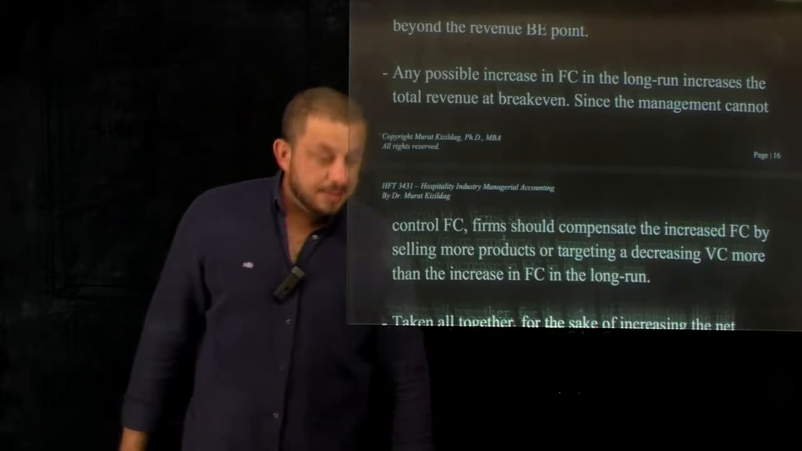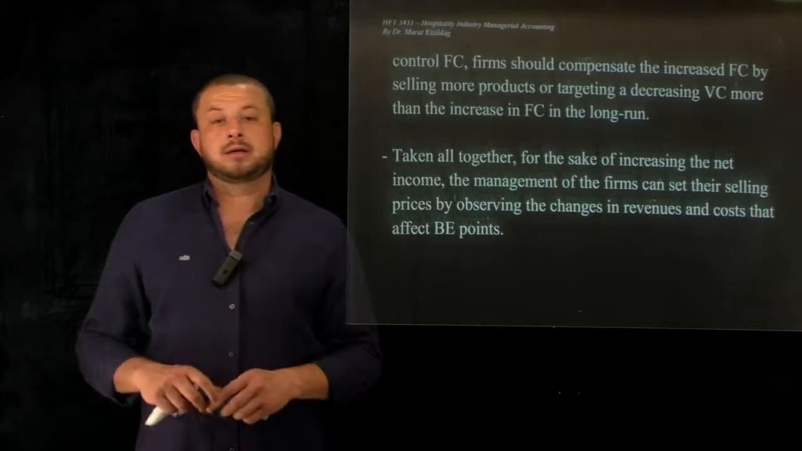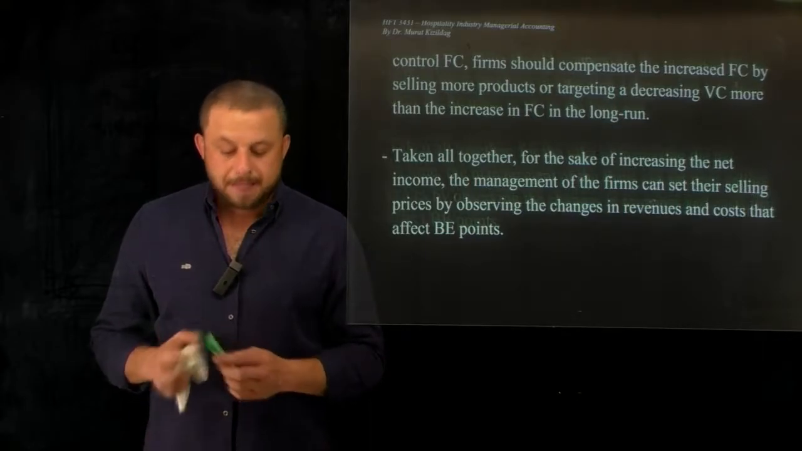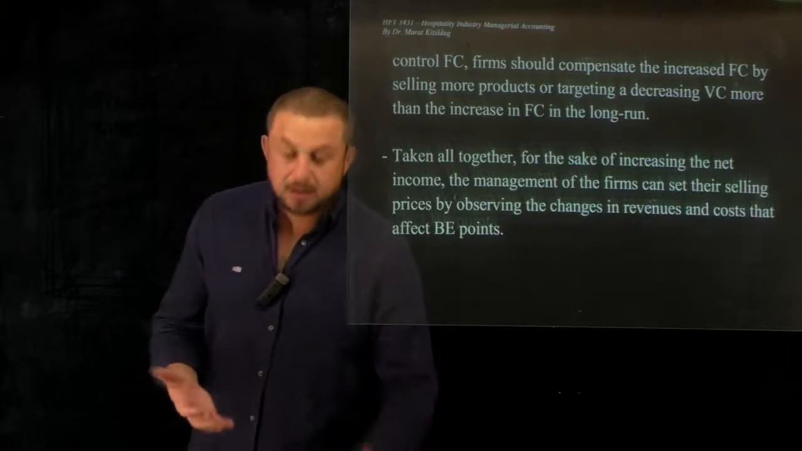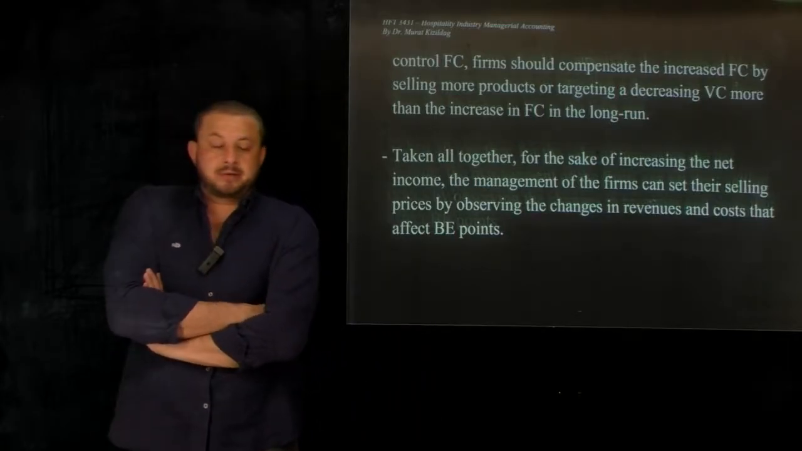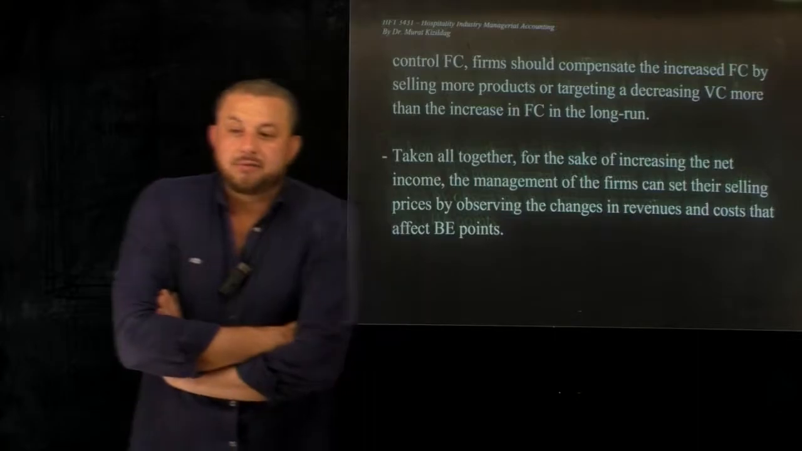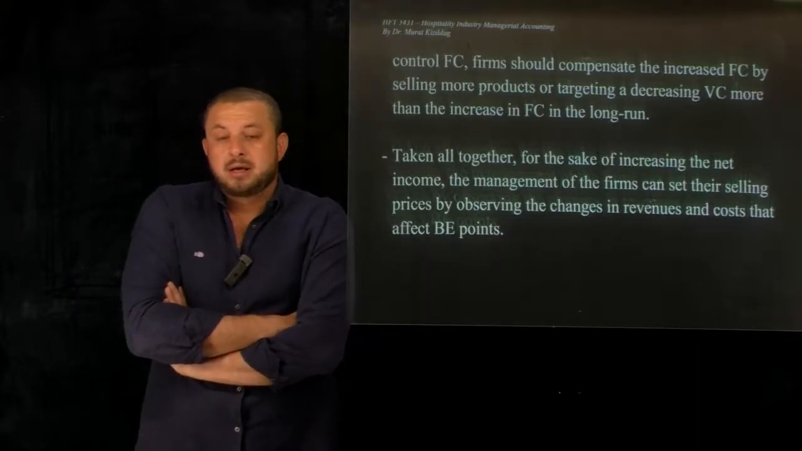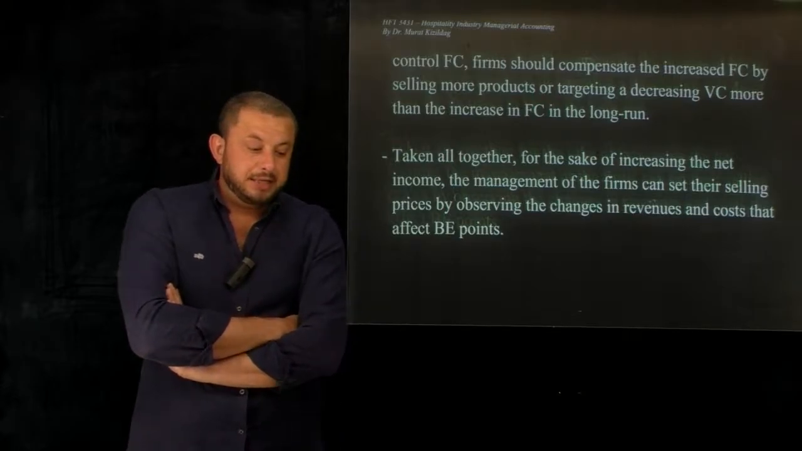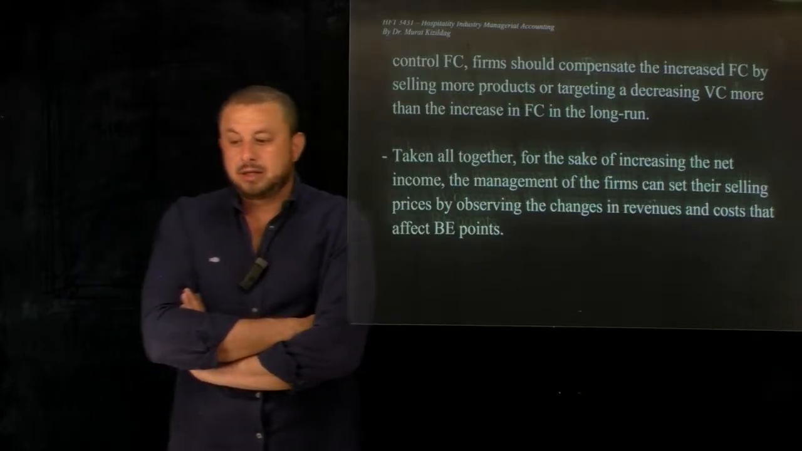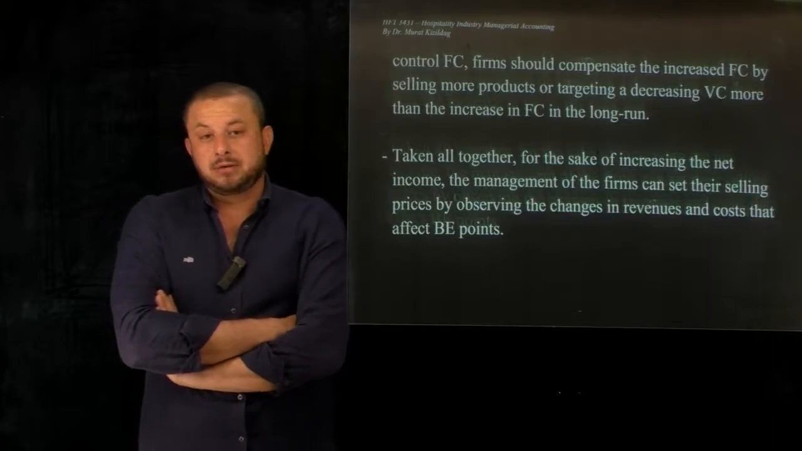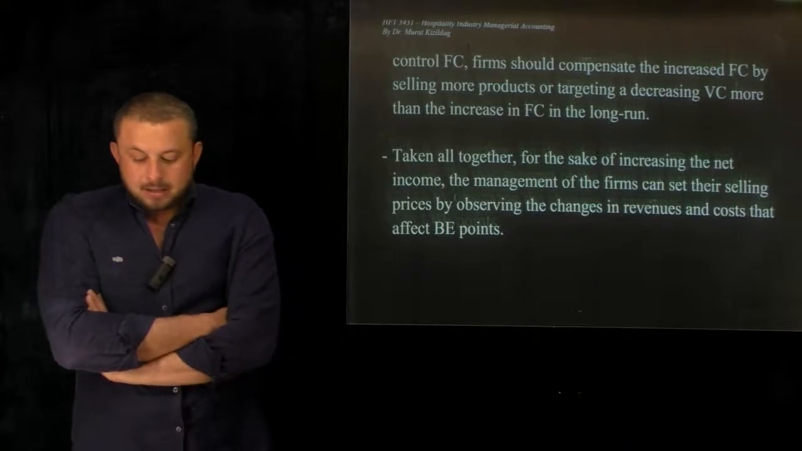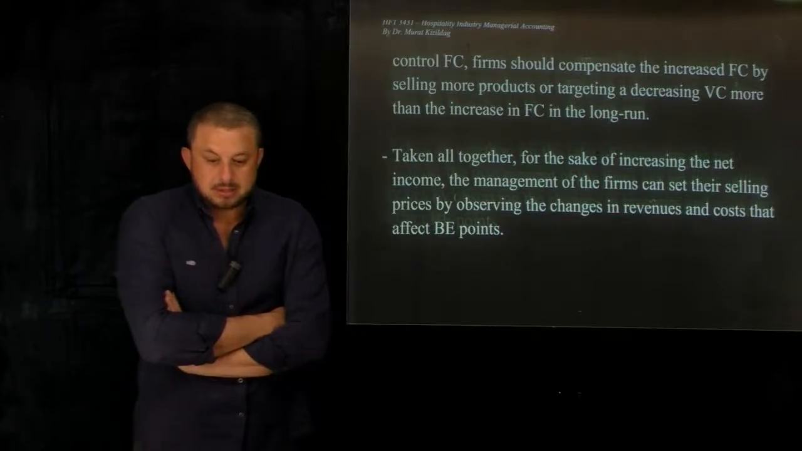Taken all together, the key practice is to increase net income by decreasing TR at BE, decreasing BE units, and decreasing BE occupancy. Therefore, you will reach your target quicker, and that's what you want. Of course, increasing net income in your profit and loss statement, in your income statement, is the entire key here, guys. So this was the CVP chapter.